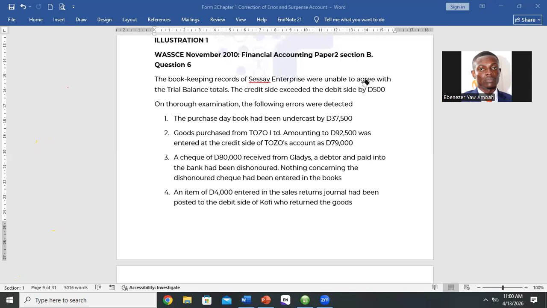Okay. So these are goods purchased from Tozo. If you purchase goods from Tozo, professors, what are you supposed to do? You debit to and credit to. If you purchase goods from Tozo. Yes, Portia. Sir, please, you credit Tozo and debit purchases. Good. So I'm using the green pen to tell you what was the right thing to do. So Tozo and purchases. So we were supposed to debit purchases with how much? 92,500. That's the value there.